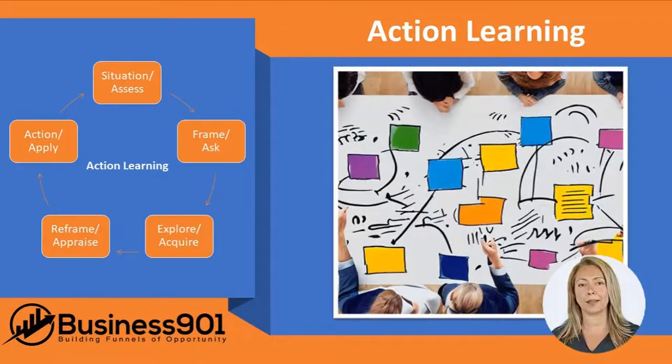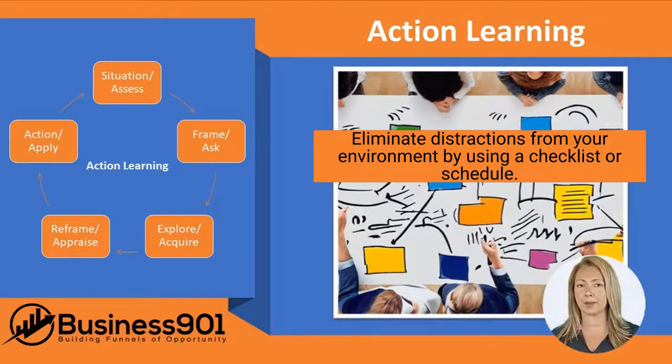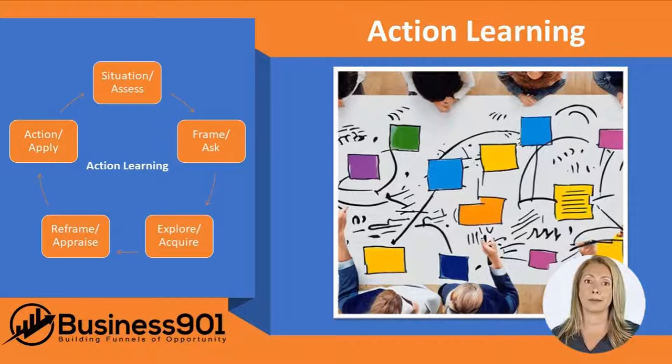To effectively implement action learning into your marketing program, it's important to eliminate distractions from your environment by using a checklist or schedule. This ensures everyone involved is on the same page and focused on the most important marketing activity, reaching and engaging with customers. Some of the things you can do to eliminate distractions are: establish checklists for each step of a process and make sure everyone is up to date on what needs to be done.